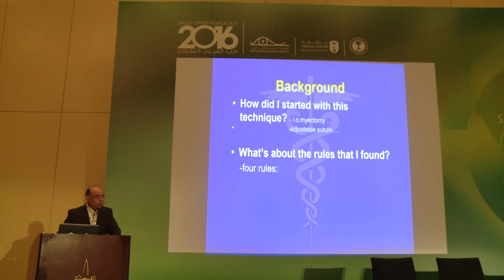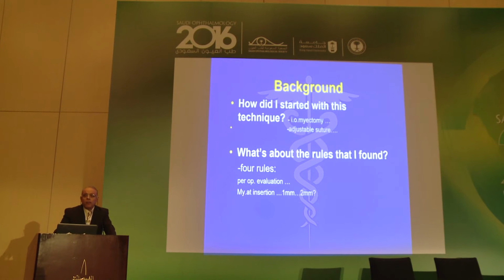What are the rules which I found? First, you have to evaluate after every step of the operation. You have to evaluate the ocular motility and the eye movement. I work under local anesthesia. Second, you have to cut the muscle and do myectomy, either 1 millimeter from insertion or 2 millimeter from insertion. That depends on the squint degree.